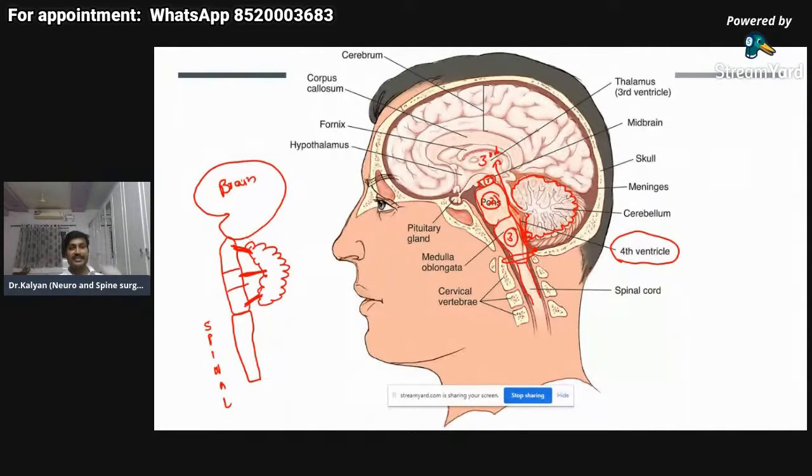So the superior cerebellar peduncle connects the midbrain with the cerebellum. The middle cerebellar peduncle connects the pons with the cerebellum. And the inferior cerebellar peduncle connects the medulla oblongata with the cerebellum. This is something you have to remember.